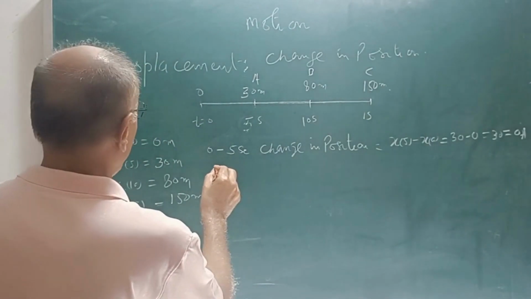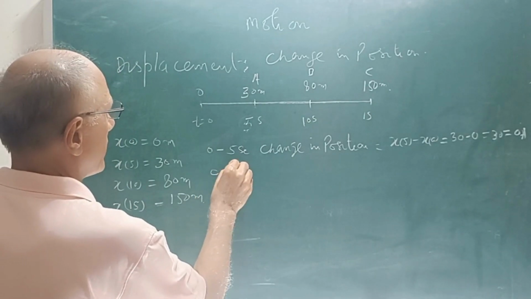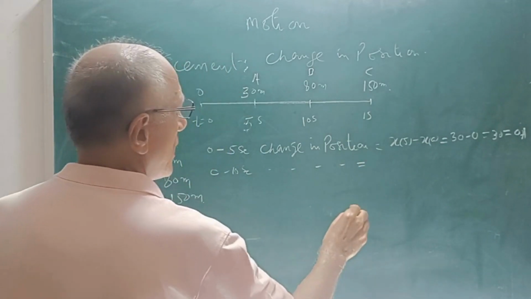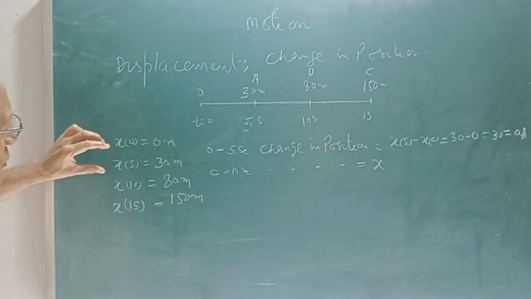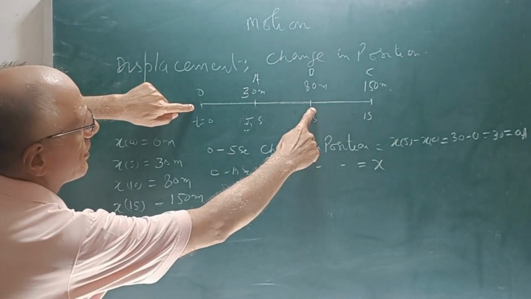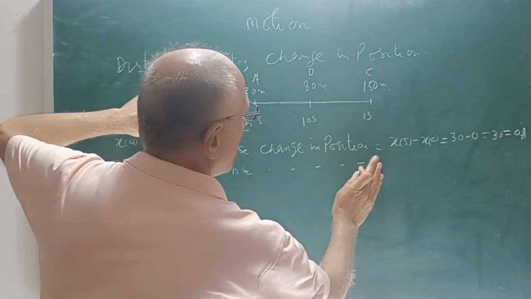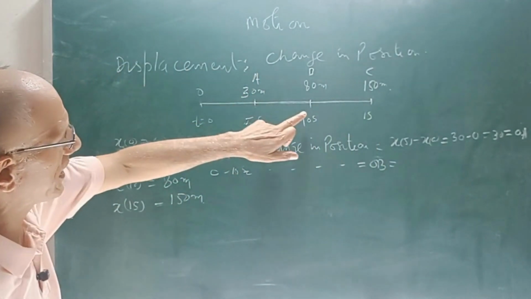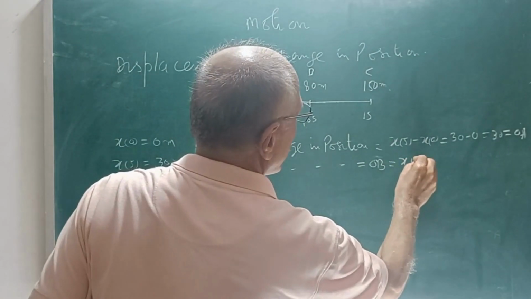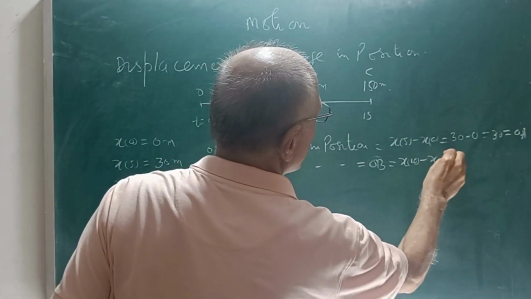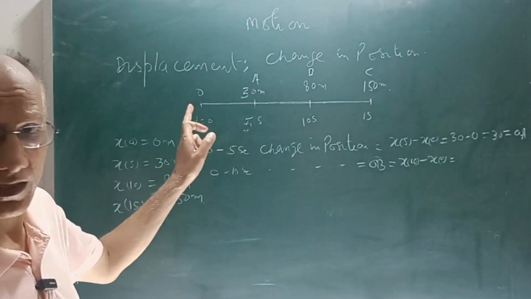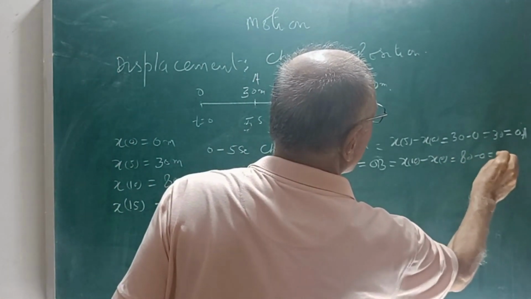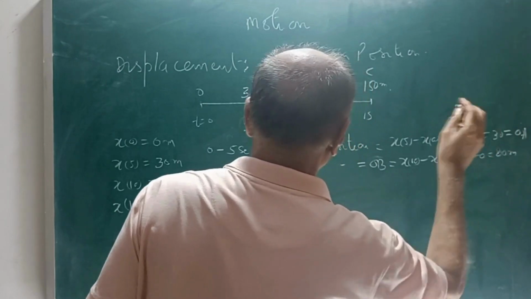Secondly, if you find 0 to 10 seconds, the change in position will be this one. I call it OB. And OB is nothing but position at 10 seconds minus position at 0 seconds. That is 80 minus 0, that is 80 meter.